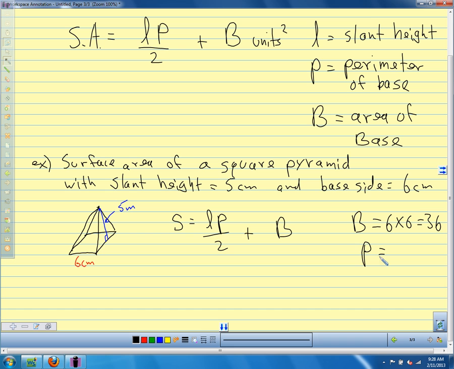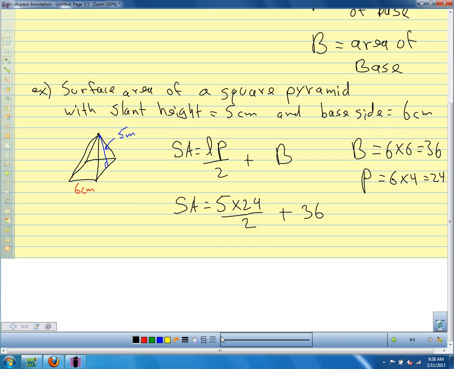What's the perimeter of the base? How are we going to find the perimeter? 6 times 4. Our base is a square. We have 4 sides, each one is 6. So the perimeter of the base is 6 times 4, which is 24. I'm going to plug that into my formula. We wrote SA for surface area. SA equals slant height, 5, times the perimeter of the base, 24, divided by 2, plus the area of the base, 36.